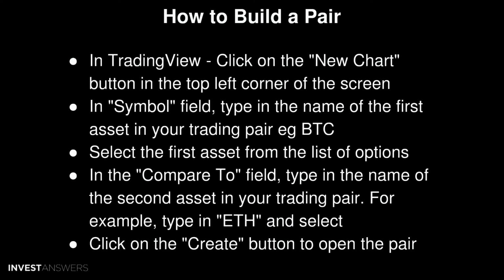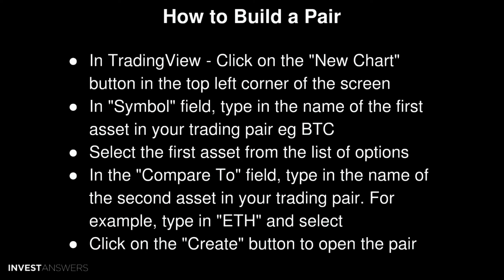In TradingView, you just click New Chart, the button in the top left corner of the screen. In the symbol field, you just start typing BTC or MSTR or TSLA or EUR for Euro, whatever you want. And you can make pairs on everything. And then once you have that, you just select the first asset from the list.